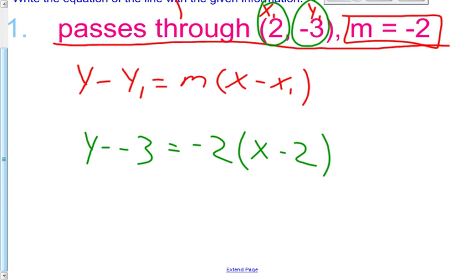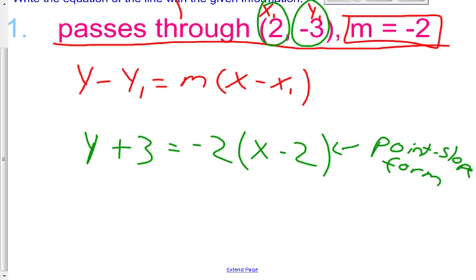So we're almost done. All we have to do is clean up this y minus a minus 3, which, as I'm sure you have seen, sticks out like a sore thumb. Y minus a minus 3 is the same thing as y plus 3. So we have y plus 3 equals a negative 2 times the quantity, x minus 2. And class, this is our point slope form.